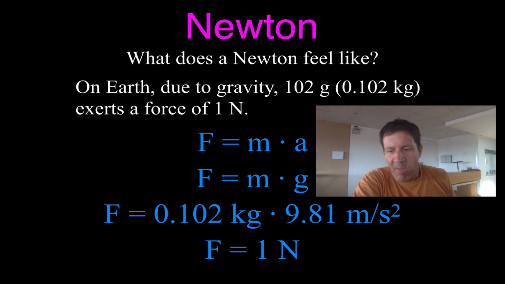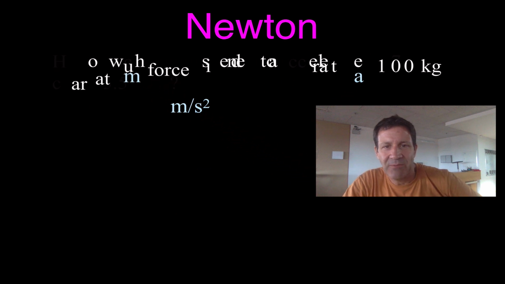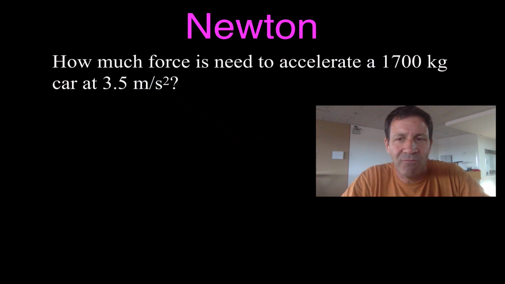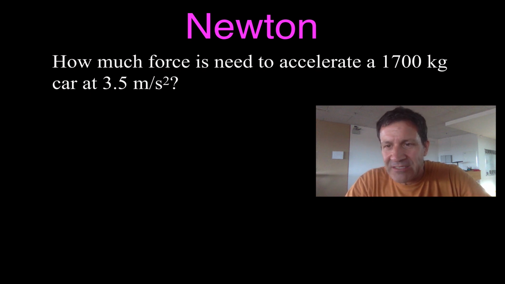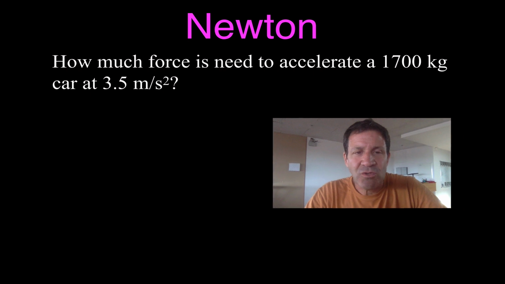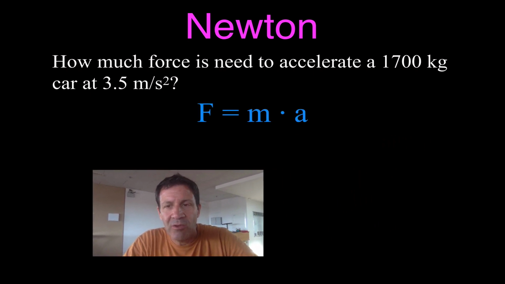All right. Now, let's see what we got next. Okay, last thing, let's do just a real simple problem here with newtons and forces and F equals ma. So it says here, how much force is needed to accelerate a car with a mass of 1,700 kilograms. And that's the kind of a mass of an average car. And the average acceleration of an average car is maybe 3.5 meters per second squared. We want to know how much force we would need to accelerate that car with that mass.